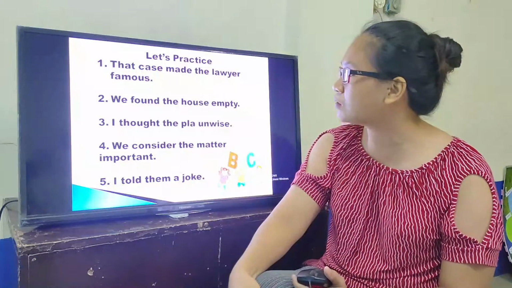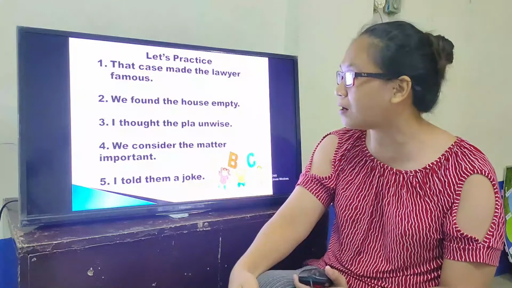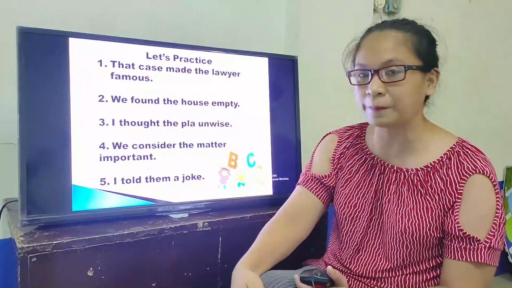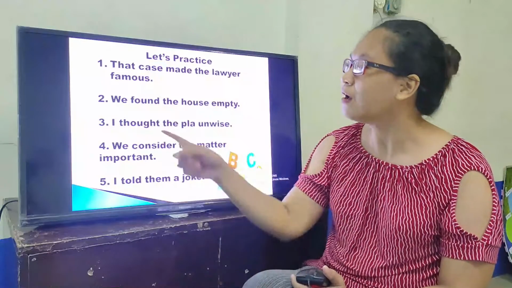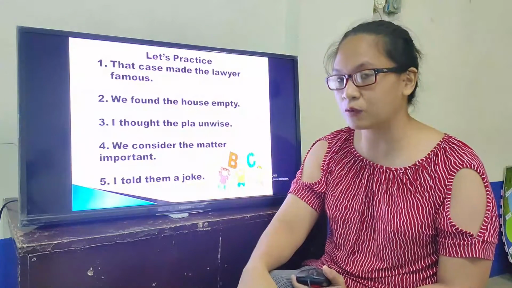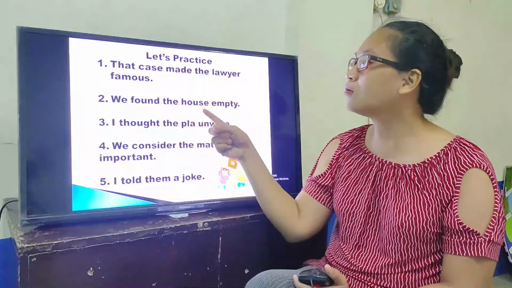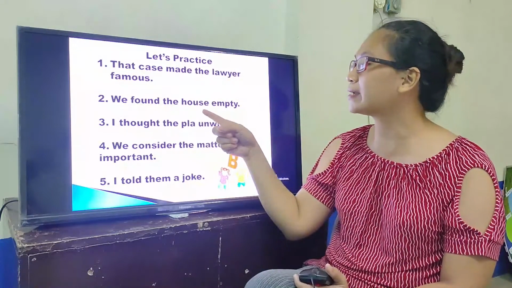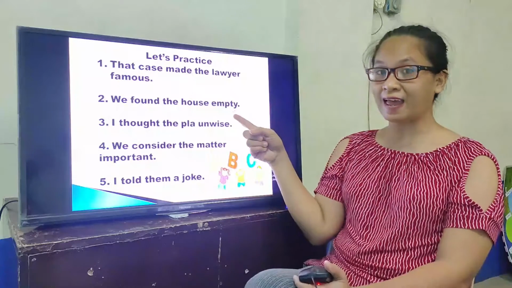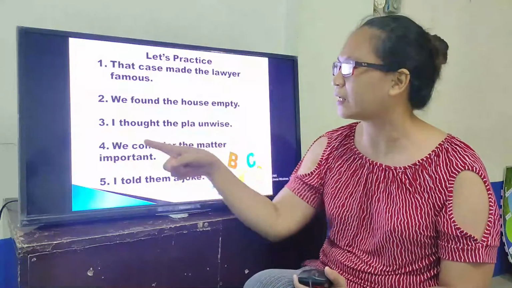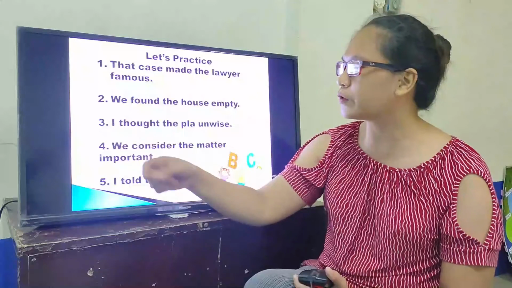We found the house empty. Again, we found the house empty. Okay, the word we is the subject. Verb is the word found. House is the direct object and the word empty is the object complement, which is an adjective. Very good. What about this one, number 3?